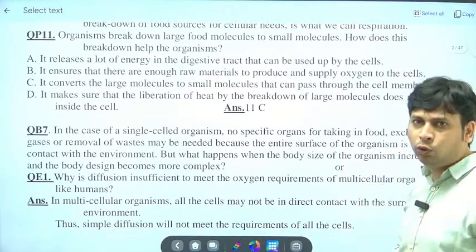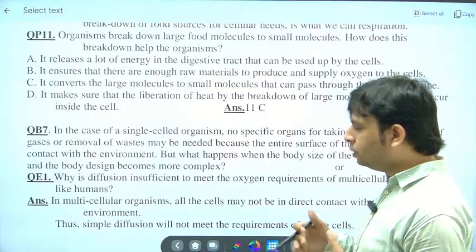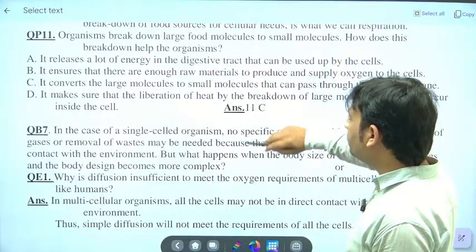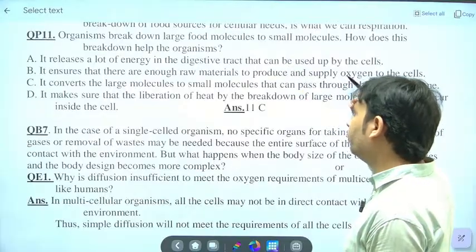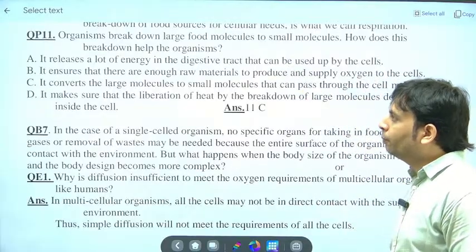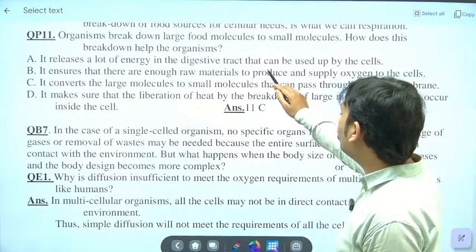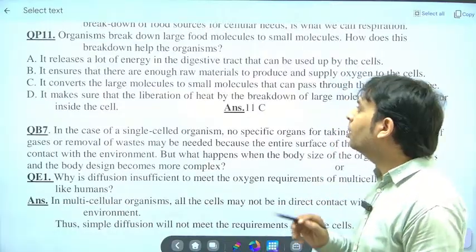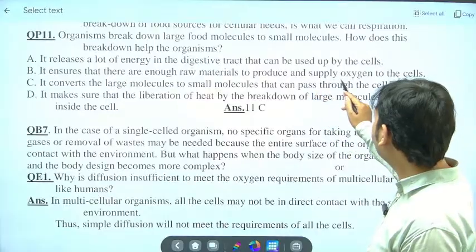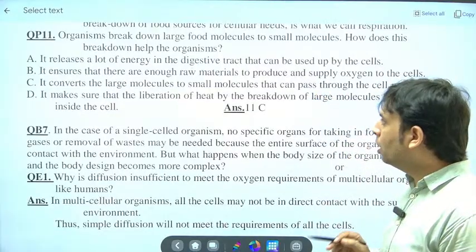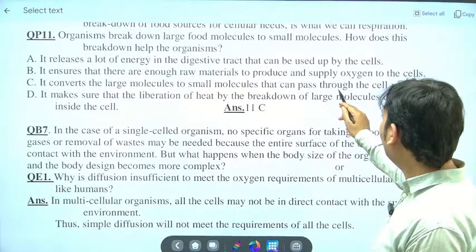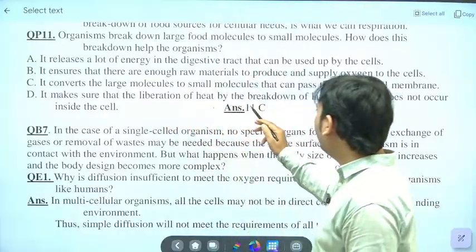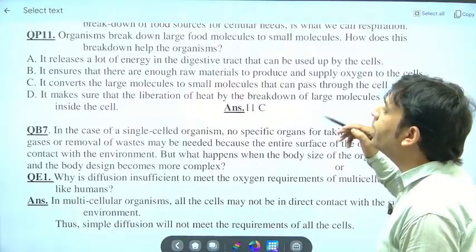Now a question for you, it is an optional question. Organisms break down large food molecules to small molecules. How does this breakdown help the organism? First option, it releases a lot of energy in the digestive tract that can be used up by the cells. Second, it ensures that there are enough raw materials to produce and supply oxygen to the cells. Third, it converts the large molecules to small molecules that can pass through the cell membrane. And the last option, it makes sure that the liberation of heat by breakdown of large molecules does not occur inside the cell.